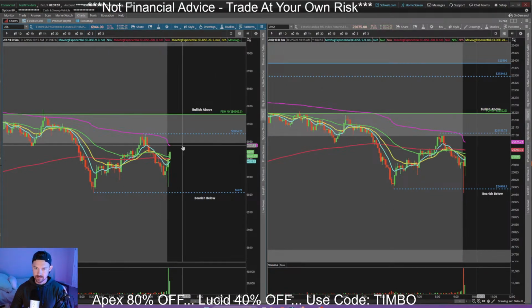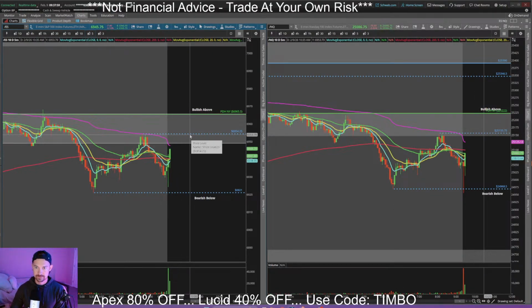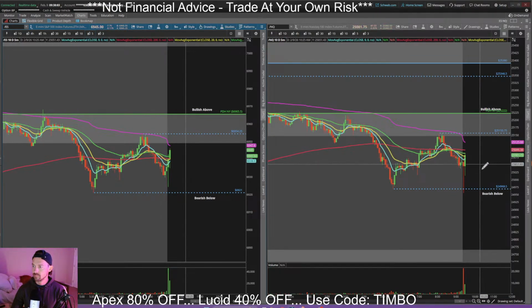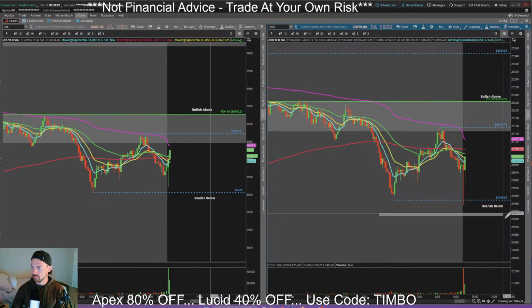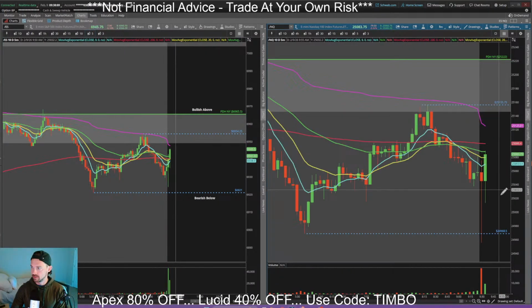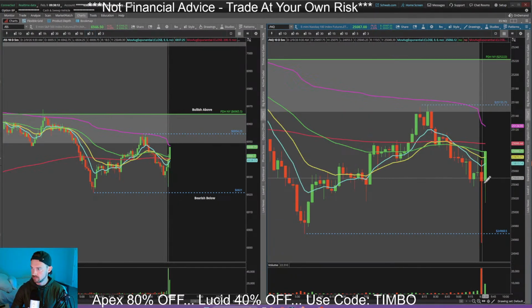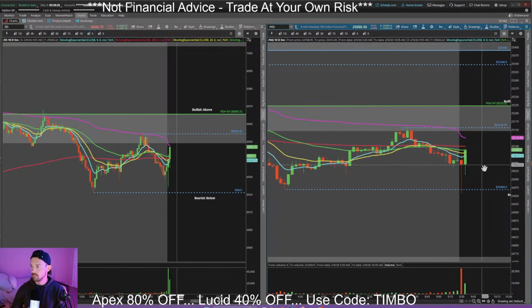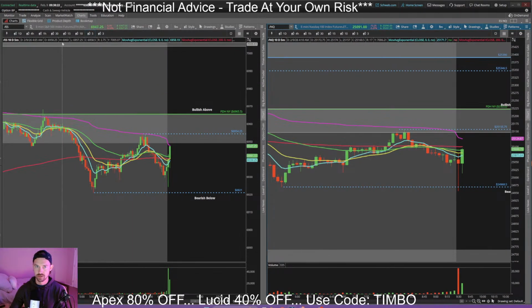All right, ES getting up near that VWAP. Kind of engulfing on NQ so far on the 5-minute. This previous candle kind of engulfing the body of it with this big wick down here and pushing back up. So looking pretty bullish right now.